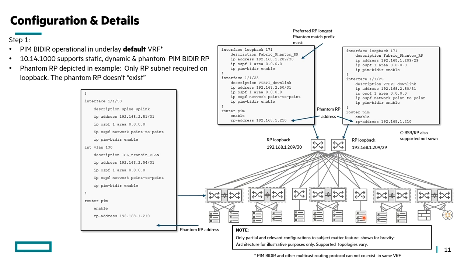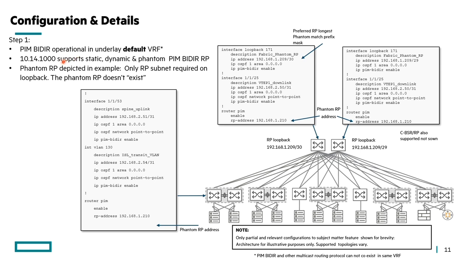So the first thing, or step one, that we need to do is have PIM bidirectional operation in the underlay. It must be in the default VRF. Please note that PIM bidirectional and other multicast routing cannot coexist in the same VRF. So if you're using underlay replication, then you will stick to PIM bidirectional as your multicast routing protocol.